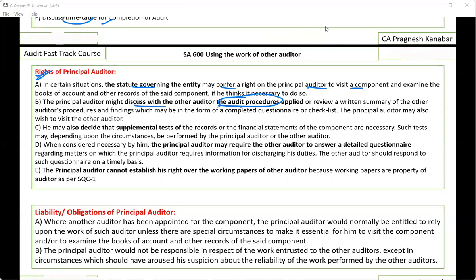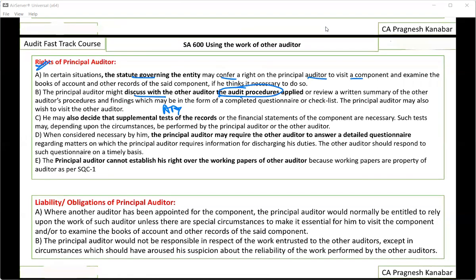Look at this. Principal auditor might discuss with other auditor. This is more important for finance. Yeah, these couple of points. The audit procedures applied, or review a written summary of other auditors' procedures and findings, which may be in the form of a completed questionnaire or checklist. So remember this, principal auditor can send a checklist or questionnaire to the other auditor. The principal auditor may also wish to visit the other auditor and have a meeting with him.